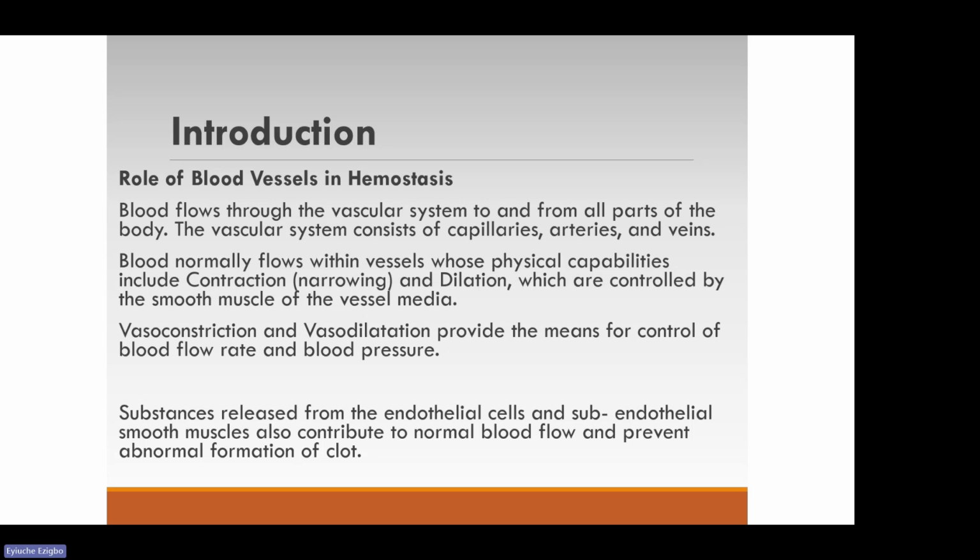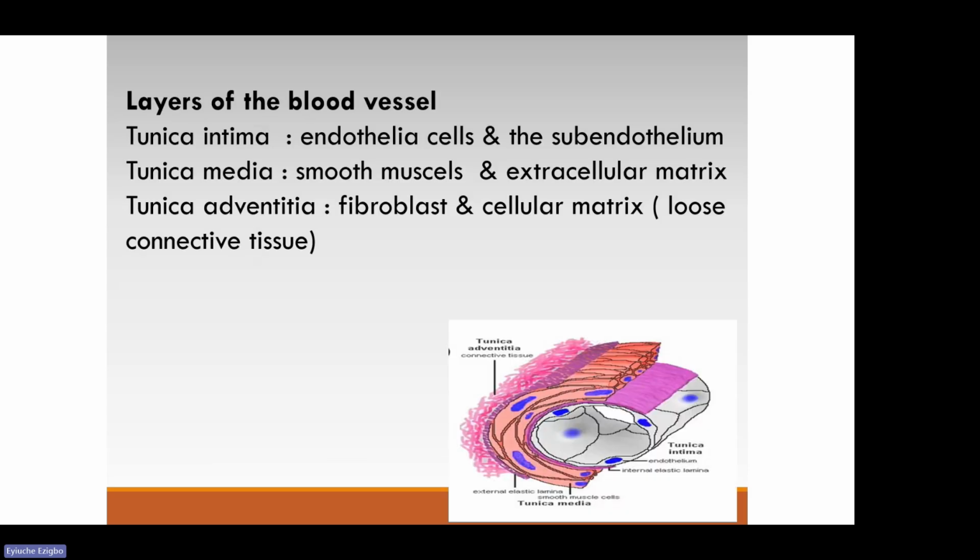Substances released from the endothelial cells and subendothelial smooth muscles also contribute to normal blood flow and prevent abnormal formation of clots. All these statements in this introduction will be explained as we go on to describe the various functions of some of these cells and the endothelial cells also.